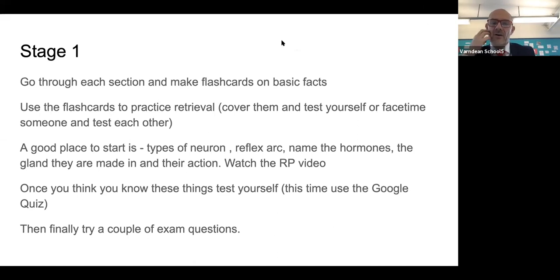And a good place to start is with this idea of neurons, reflex arcs, naming the hormones. That's a nice basic. So if you haven't done any B2 revision, start with that. Obviously, if you have, you need to move on through some other things.